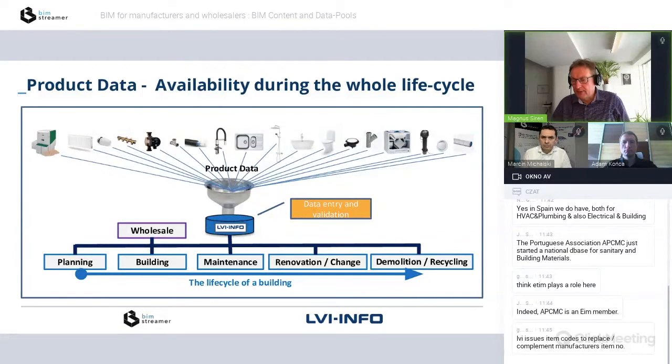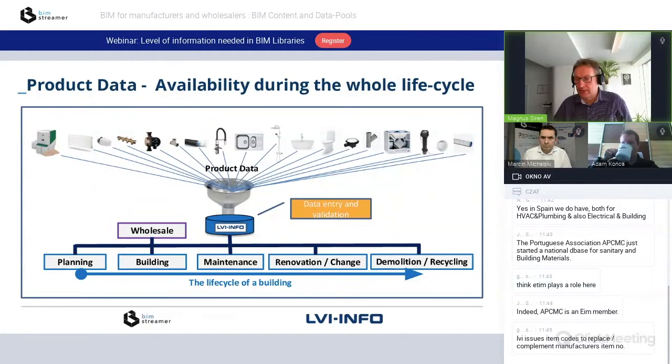Also, I would emphasize that wholesalers have a very big part here in our business, because they are very much present in these first three: the planning, the building, and the maintenance, when actual products are moved. So the wholesalers need this data in order to sell the products, and also to serve the building and maintenance companies, so to say, with supply.